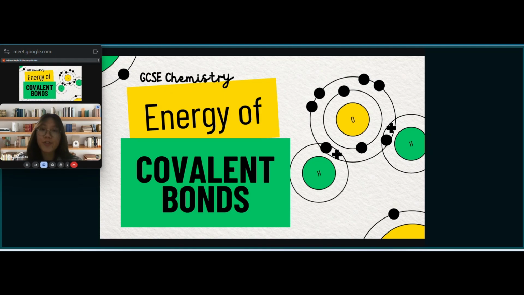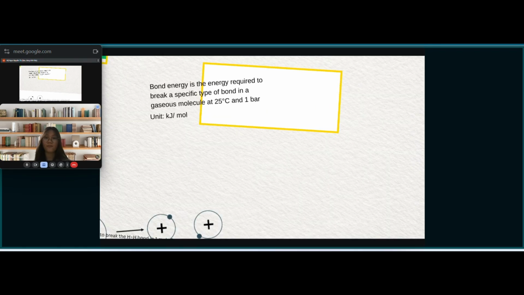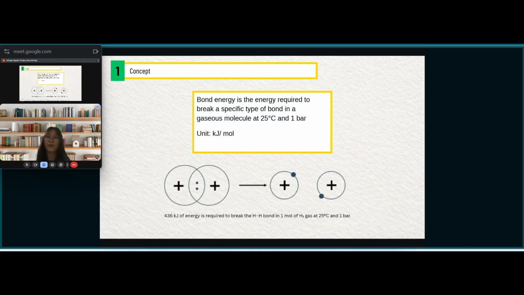Class, we are going to the next part, that is energy of covalent bonds. And we will also find out the different types of energy due to the different types of bonds. Okay? The first one we will learn about is what bond energies are.